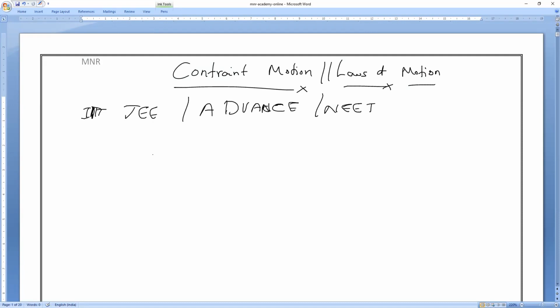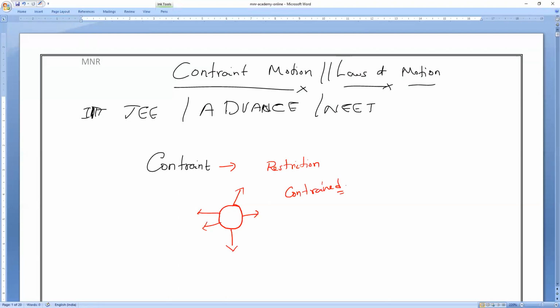What do you mean by constraint? First of all, understand that constraint is restricted motion. Restricted in the sense of, if I take any kind of object, it can go in this direction, or in this direction, in this direction, in any direction. Am I right or wrong, everybody?